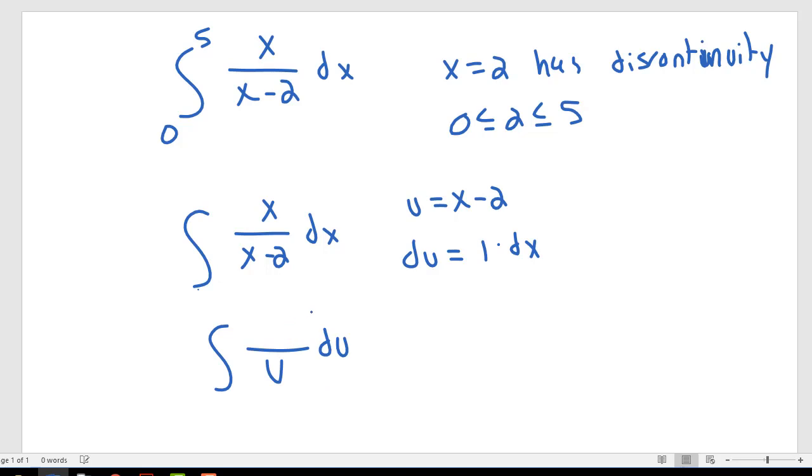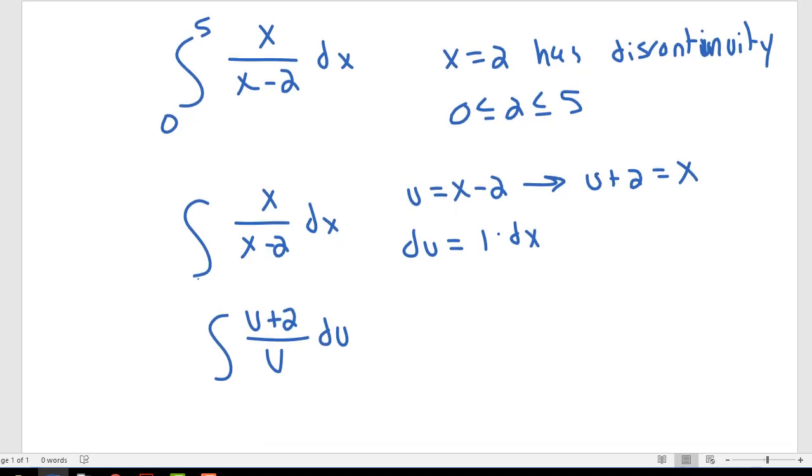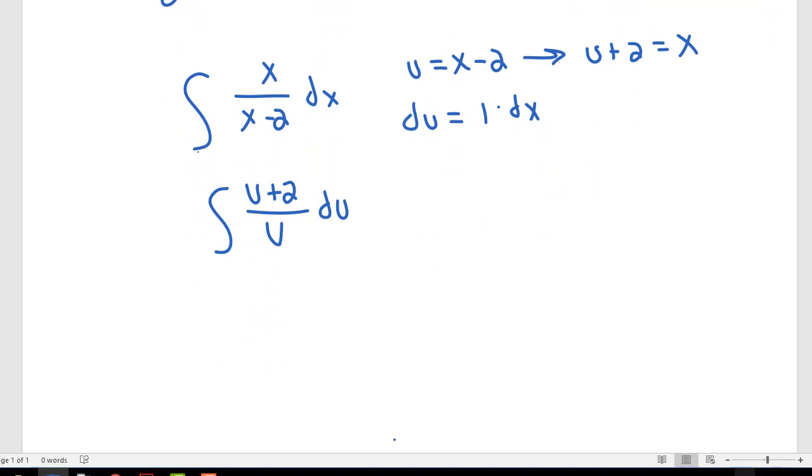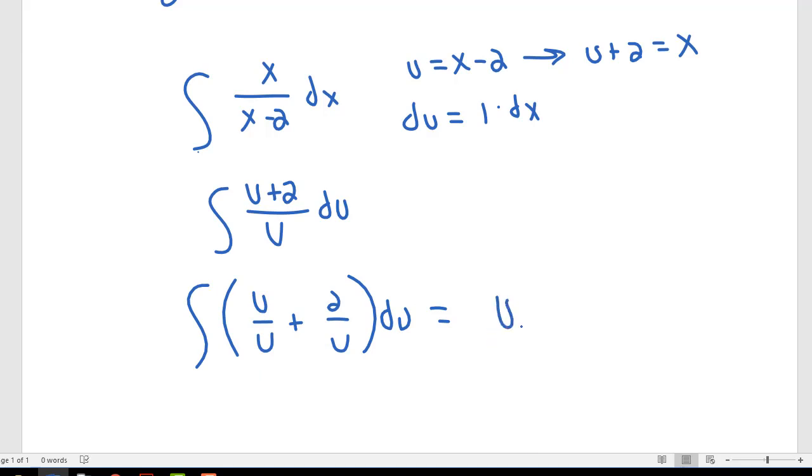And then I guess the issue here is I have an x left in the numerator. So this could be a little creative here, and I could solve for x and say u plus 2 is x. So I'll put u plus 2 in the numerator. The advantage here now is I could actually split this up. Or I could write this as u over u plus 2 over u. And then, u over u is 1. So the integral of 1 is u. And then this is the integral of 1 over u, which is ln of u.